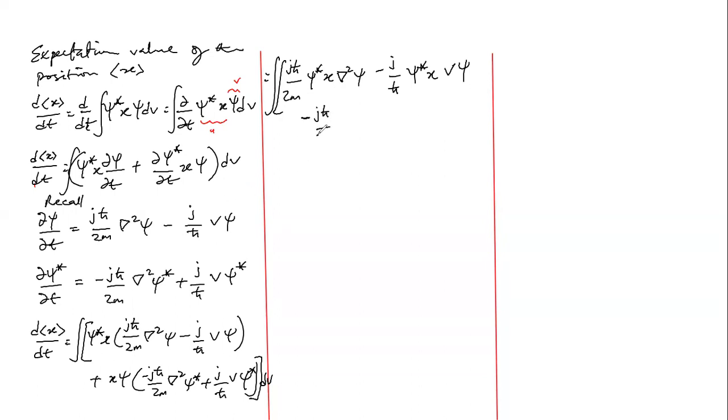j h cross over 2m, which we have here. So this is x psi nabla squared psi conjugate. Then plus times plus, that's plus. So this is going to be plus j over h cross, then x psi V psi conjugate dV, right? Perfect.